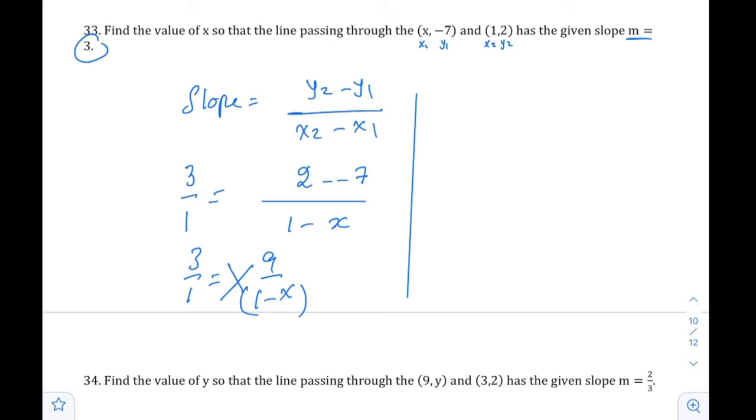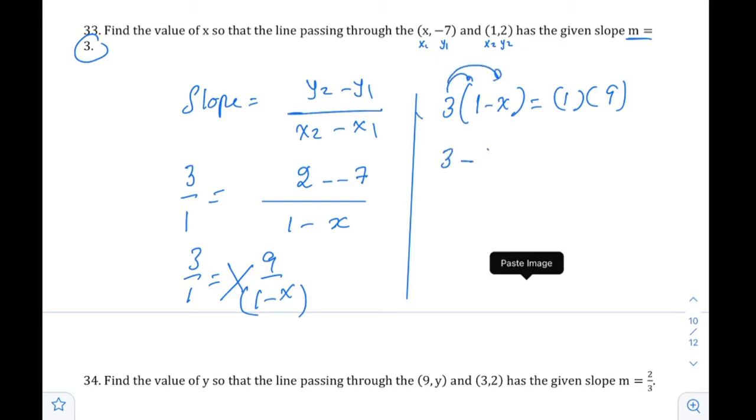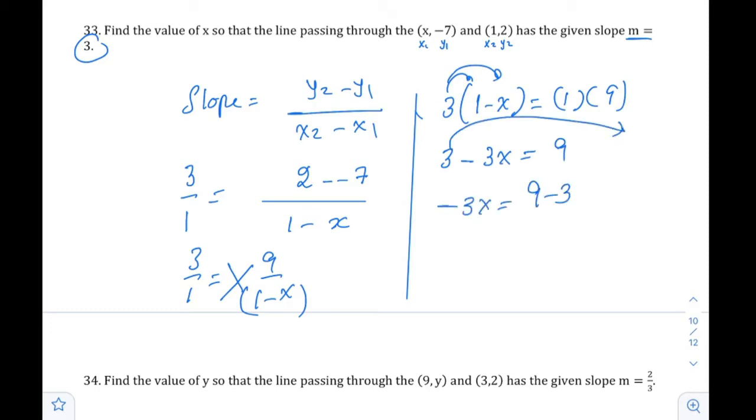So the 3 will be multiplied by the whole expression, equals 1 times 9. Use the distributive property. 3 times 1 is 3. 3 times x, 3x. 1 times 9 is 9. Take the 3 to the other side. Minus 3x is 6. Divide by minus 3. So x is 9 minus 2.